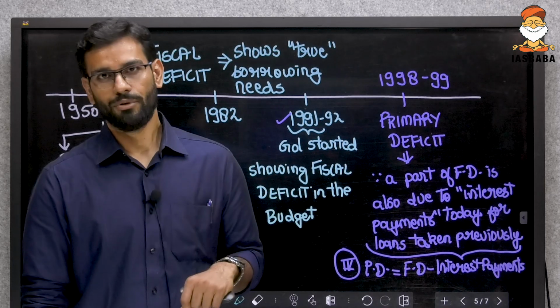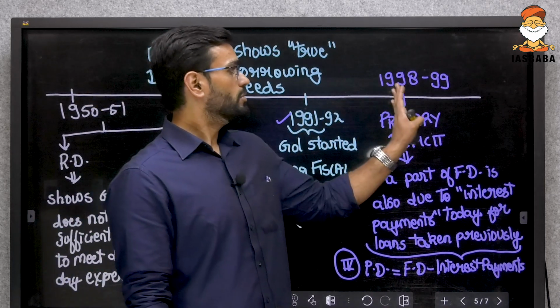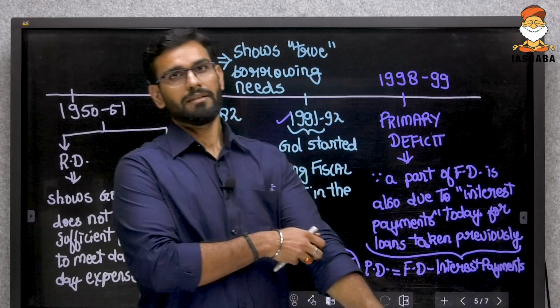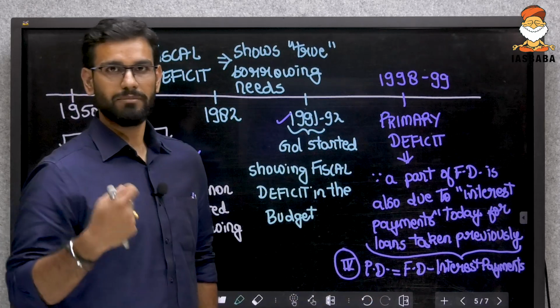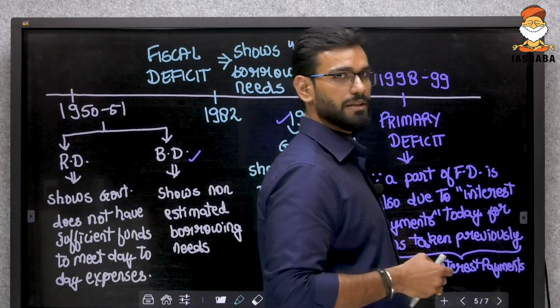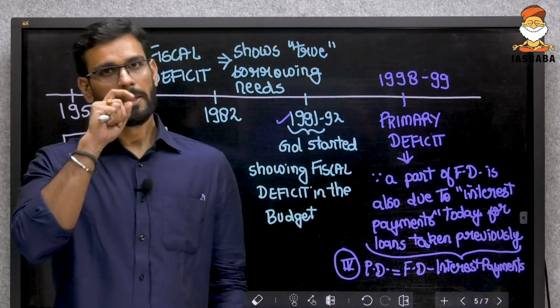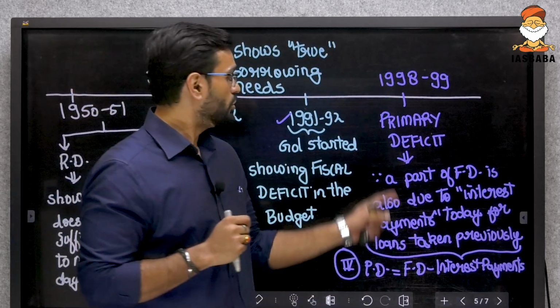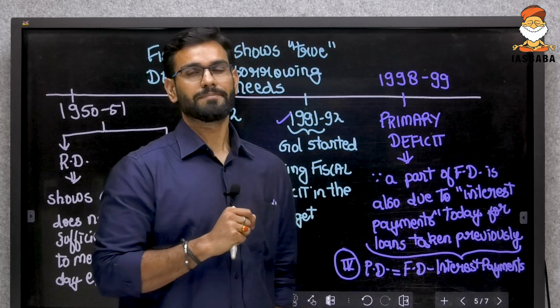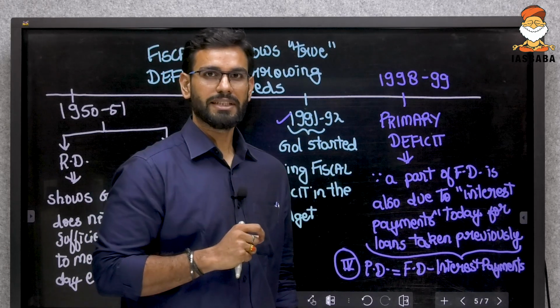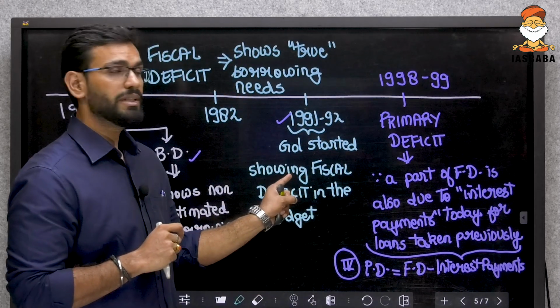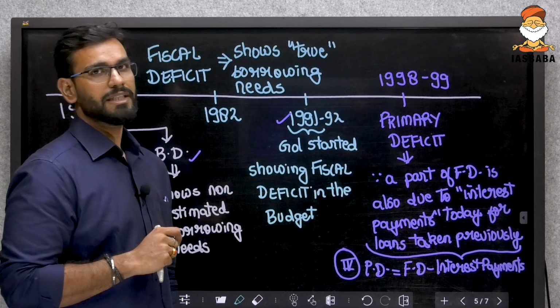Budget में भी दिखना start हो गया. अब देखो, 1998-99 में वाजपेयी सरकार आई, the new BJP government came. When the BJP government came, it was getting criticized that your true borrowing needs, or your fiscal deficit, is very, very high.